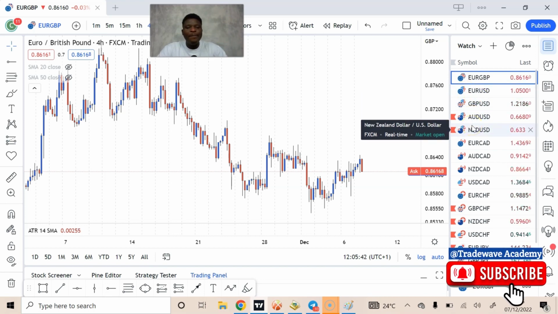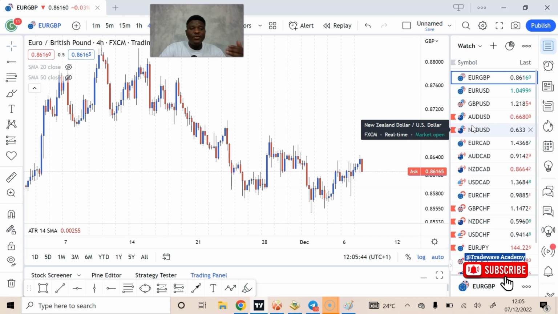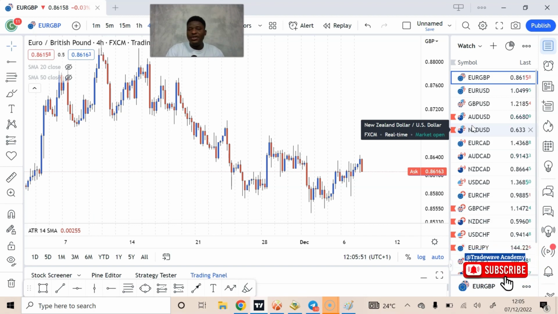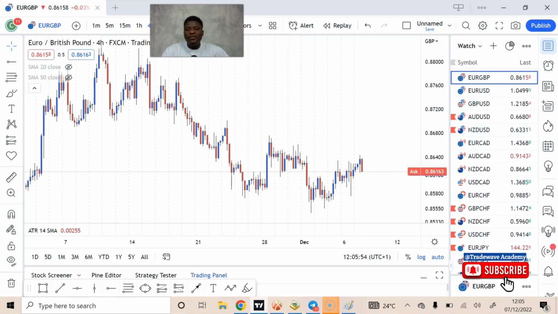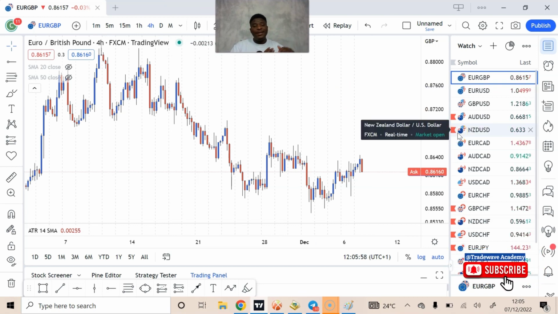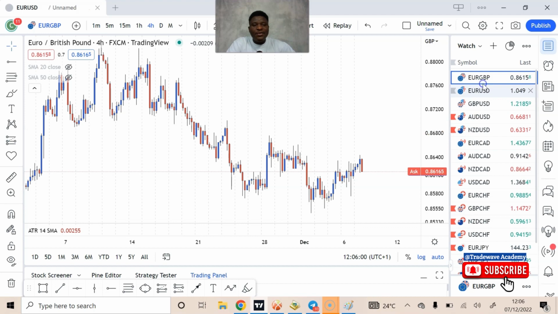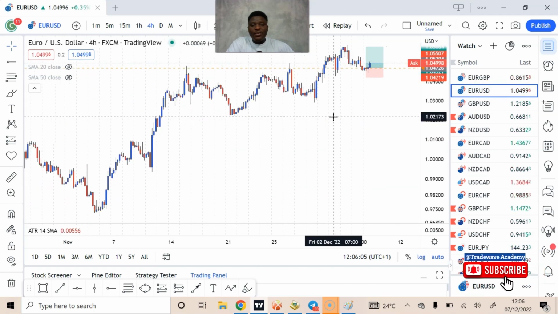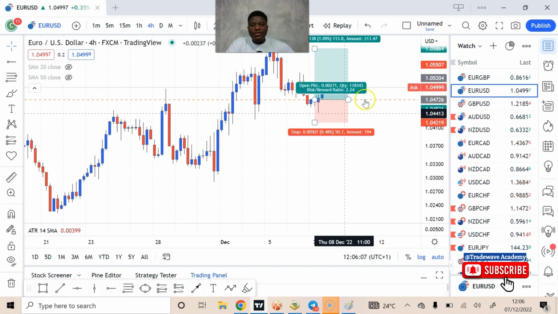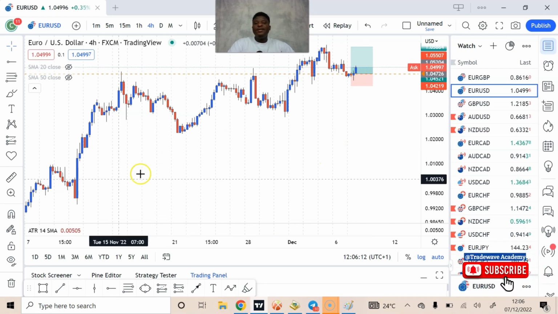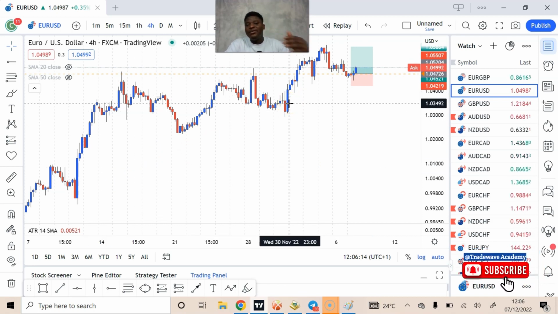As you can see here, under the Euro GBP, we have the Euro USD, GBP USD, AUD USD, NZD USD. These currencies are highly correlated with each other. Now I'll go over them on the 4-hour time frame so that you see that they basically move the same way. Let's see the Euro USD. What do you see here? I'm actually on a trade on the Euro USD, that's why you're seeing this. The Euro USD is currently buying. You can see higher highs, higher lows, higher highs, higher lows.